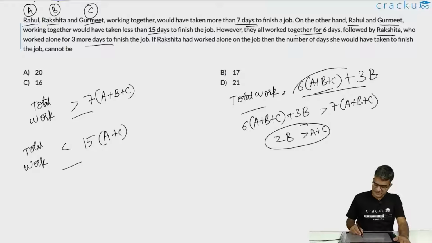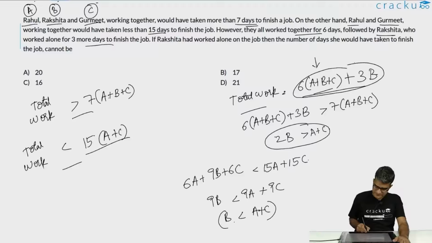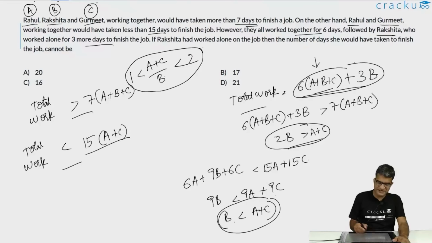The second inequality that we have is 6 times (A plus B plus C) plus 3B is less than 15 times (A plus C). So this would imply that 6A plus 9B plus 6C, which is the total work, just expanding this, is less than 15A plus 15C. Or this would imply that 9B is less than 9A plus 9C. Or B is less than A plus C. What this would imply essentially is that (A plus C) divided by B over here is greater than 1, and over here (A plus C) divided by B is less than 2. That is the ratio of (A plus C) divided by B.